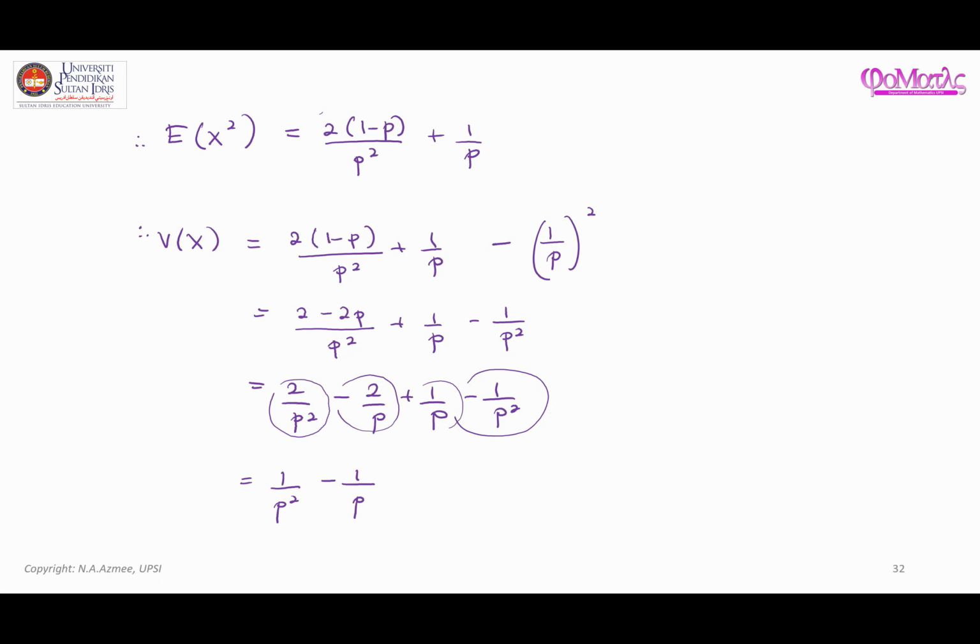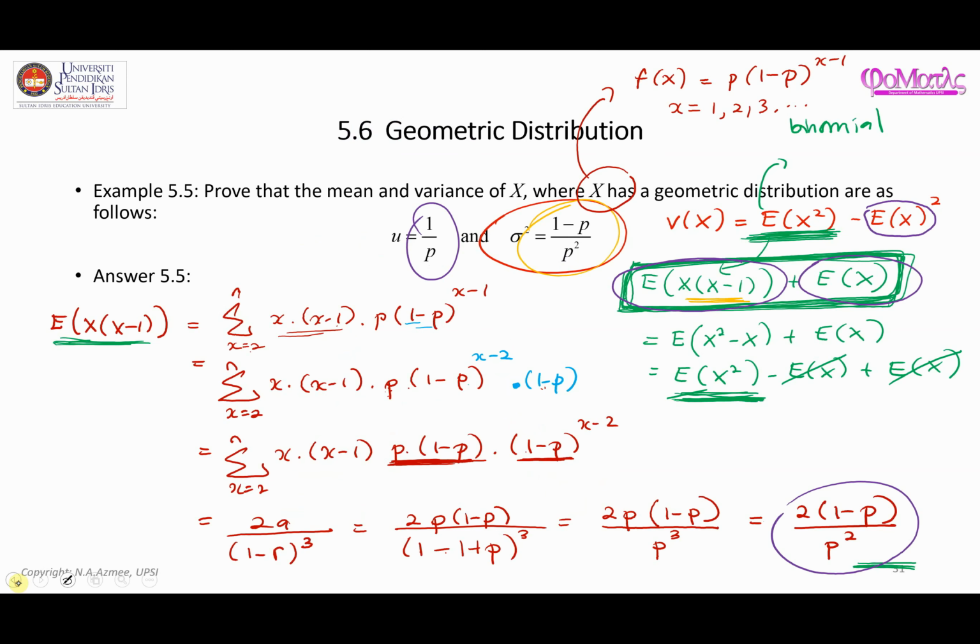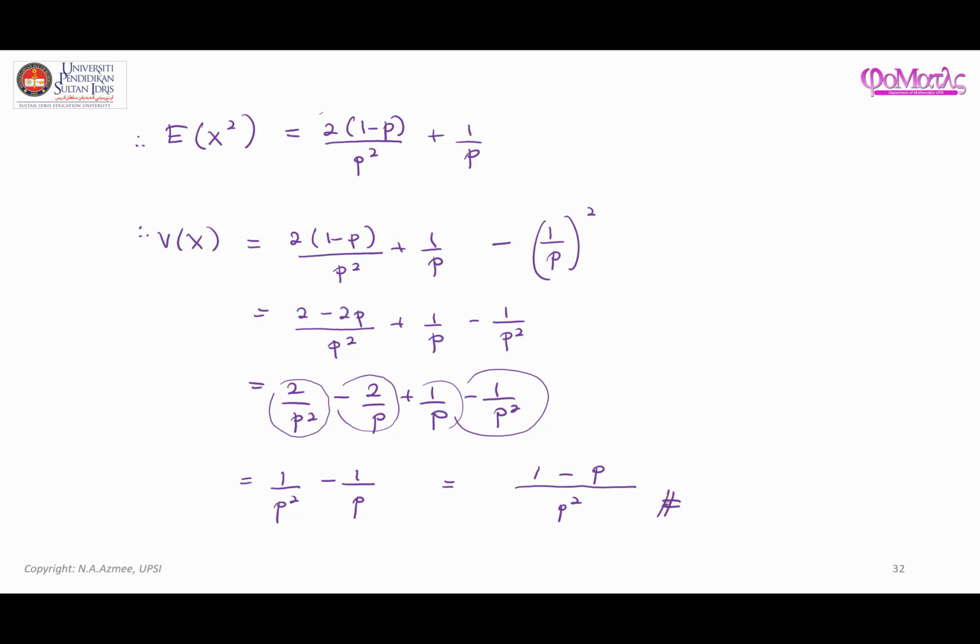And we can simplify that, and it becomes, here we've got p squared, 1 minus p, right? So it becomes that. And if you want, can we simplify that any more? No, I think that's the result given here. So we have shown that the variance of X is equal to (1 minus p) over p squared, and that's it. Okay, that's how you can prove it.